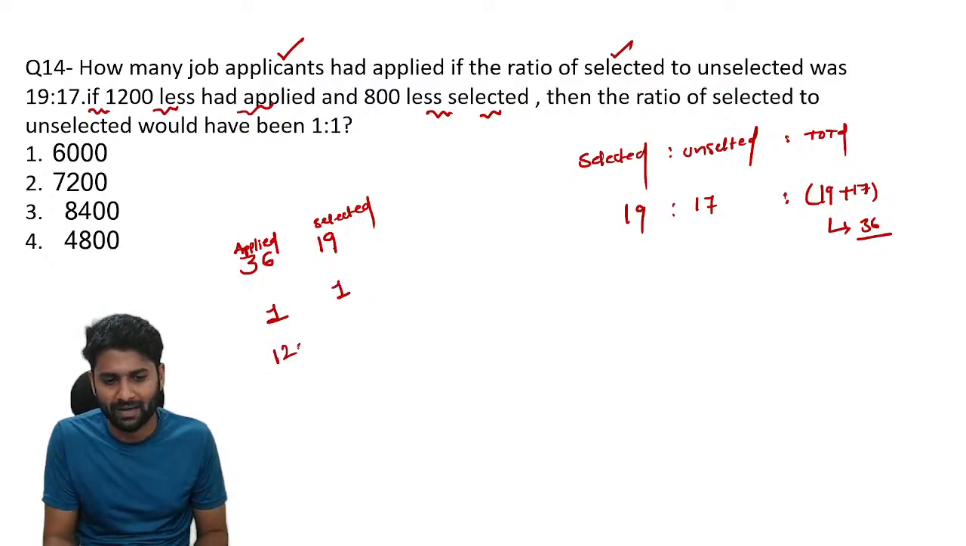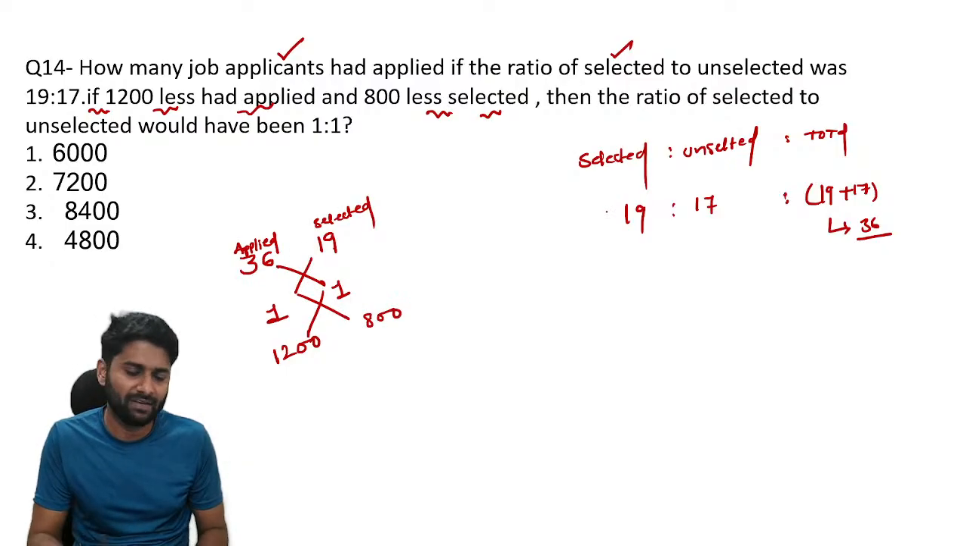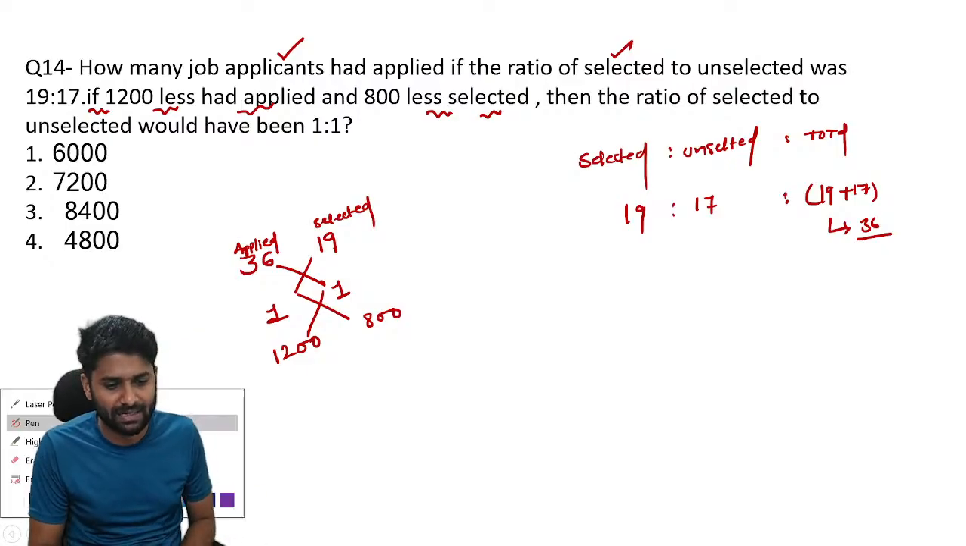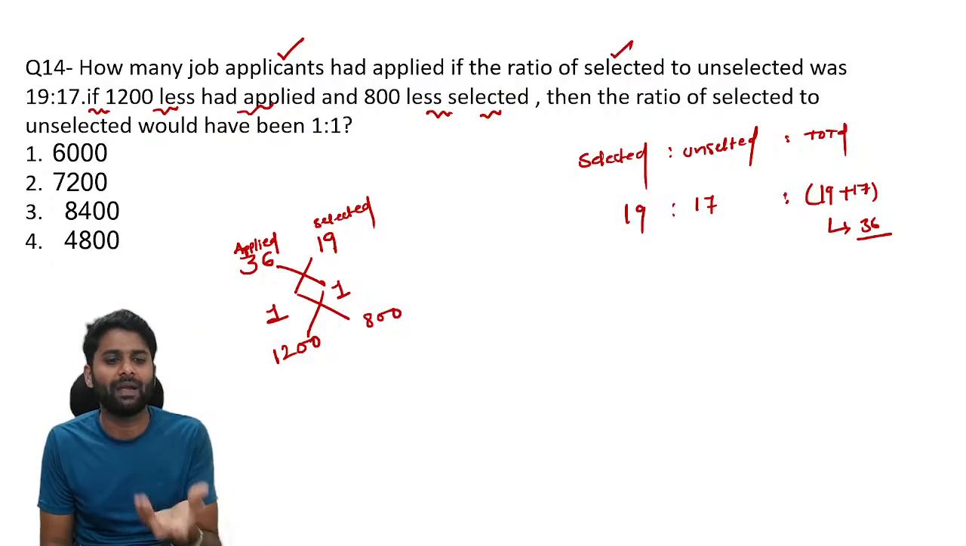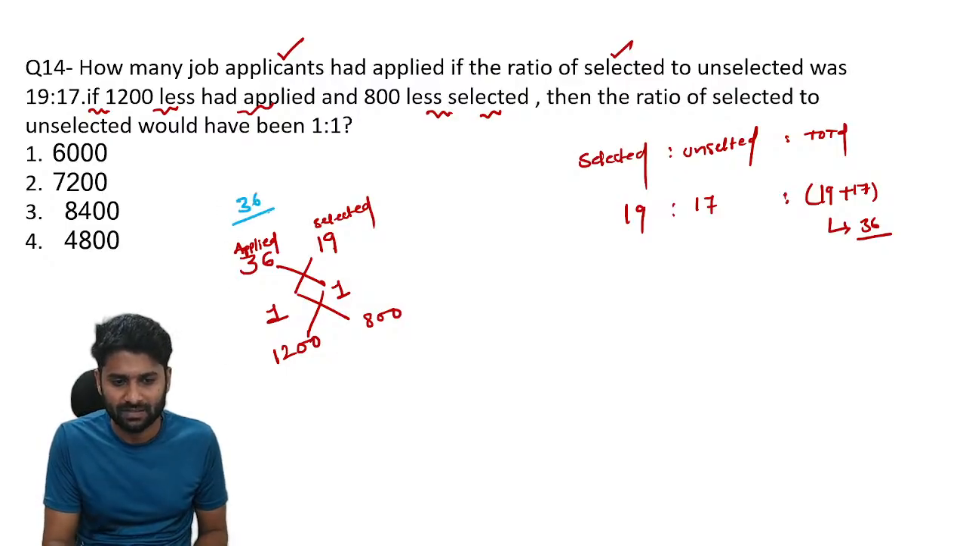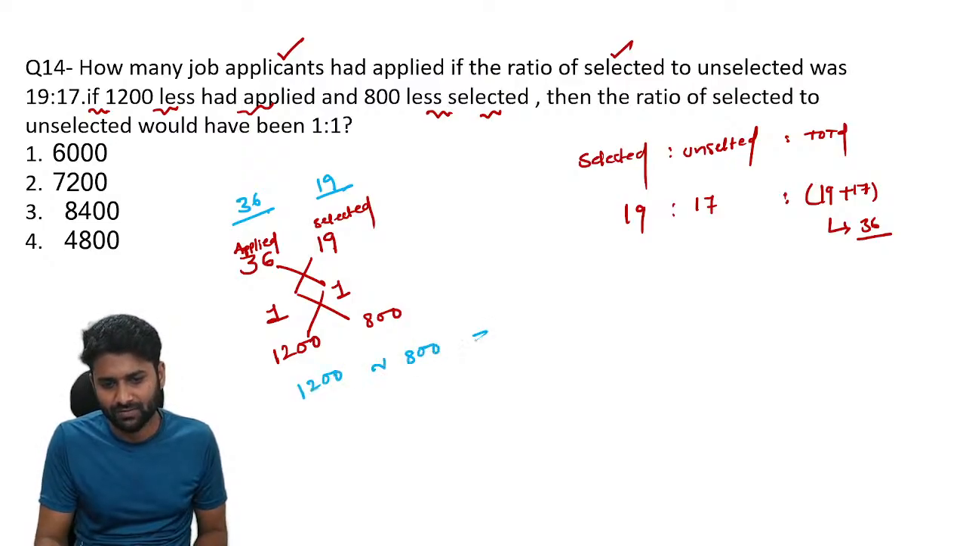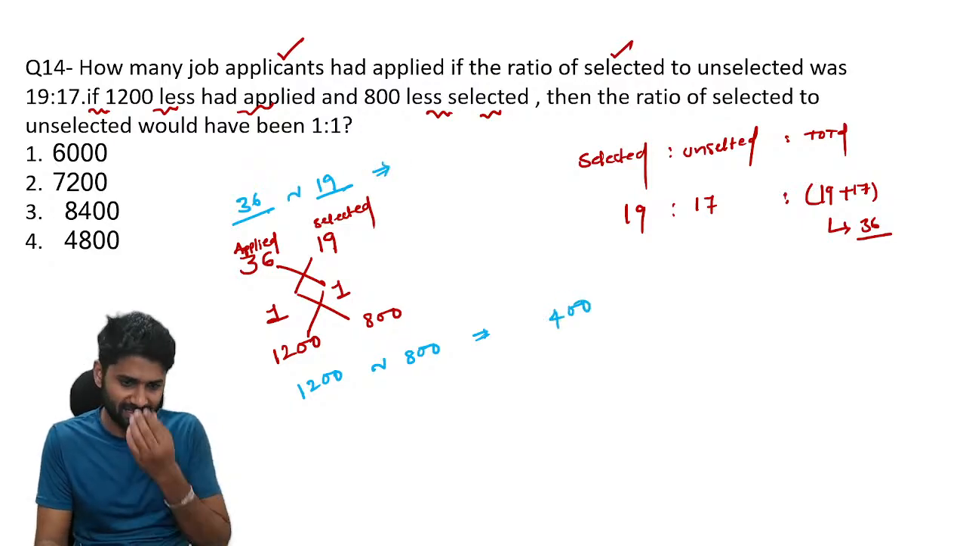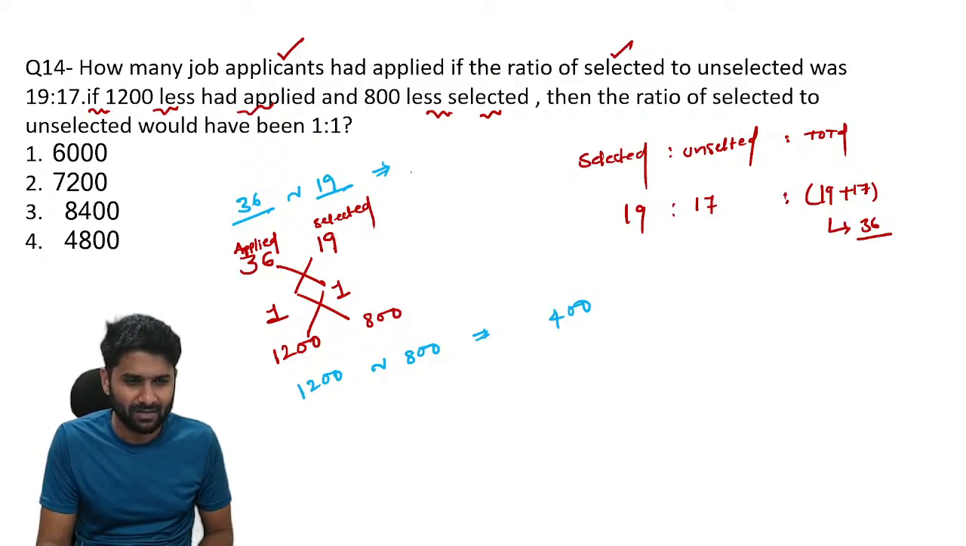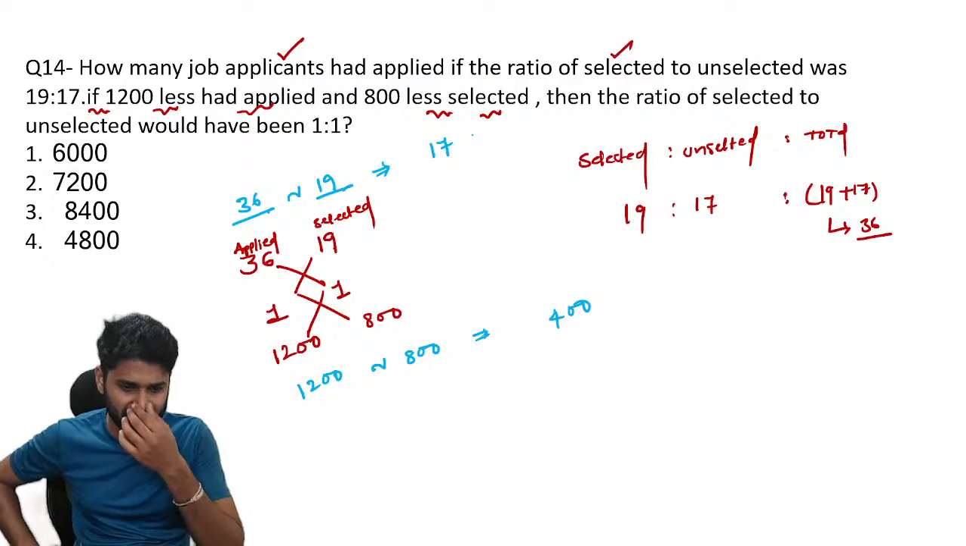How many are applied less? 1200. How many fewer selections do we have? 800. Understand this concept. They gave the ratio as selected to unselected, but the comparison is given for applied to selected. Here 36 units, 19 units. Again it's 1200, it's 800. Now take the difference, it's 400. The difference between 19 and 36 means plus 1, 16, 17 units. Let's check this calculation.